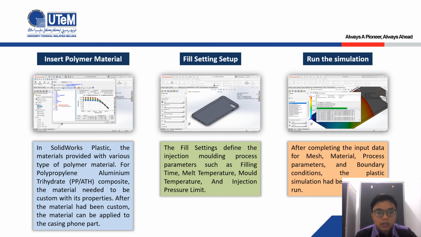The fourth step is field settings setup. The field settings define the injection molding process parameters such as filling time, melt temperature, mold temperature, and injection pressure limit. The fifth step is to run the simulation. After completing the input data for mesh, material, process parameters, and boundary conditions, the plastic simulation is run.